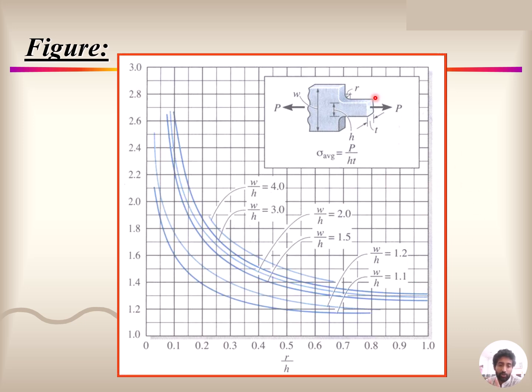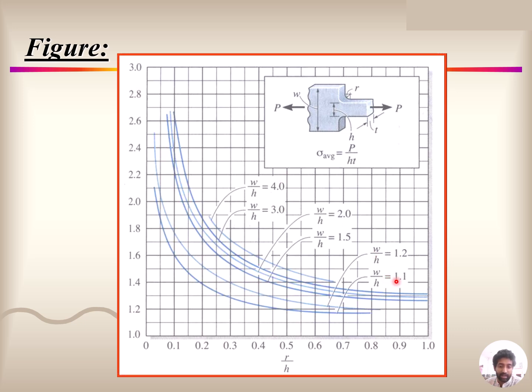Now here comes the question: what will be my stress, and how do I find the stress? Let me give one reference. This fillet radius is r, the small height is h, the bigger height is w, and the load applied is P. To find out Kt, the stress concentration factor, we can find the ratio r by h, that is the radius of the fillet by the height of this section.